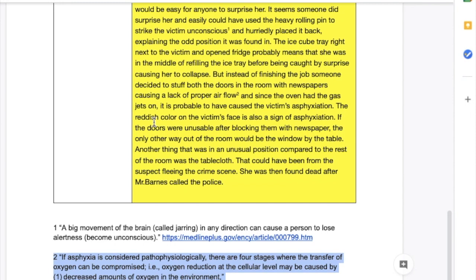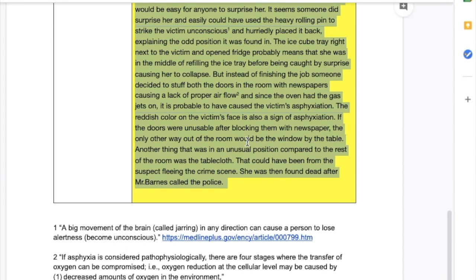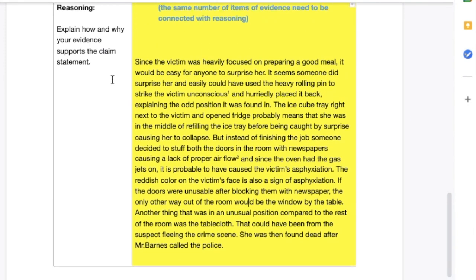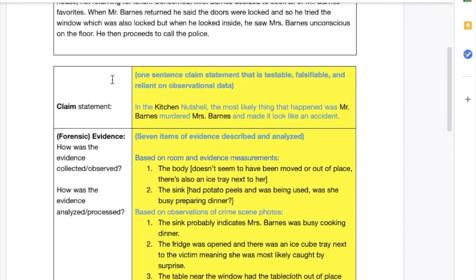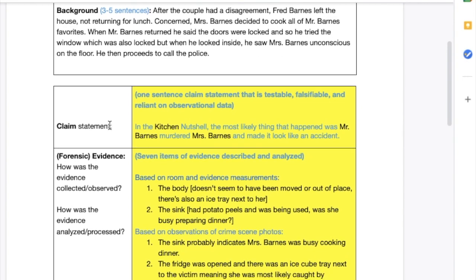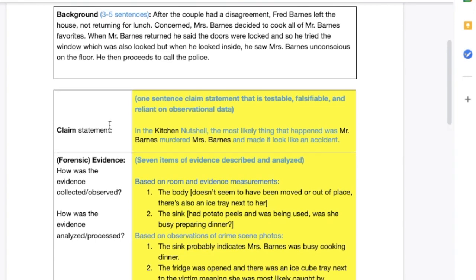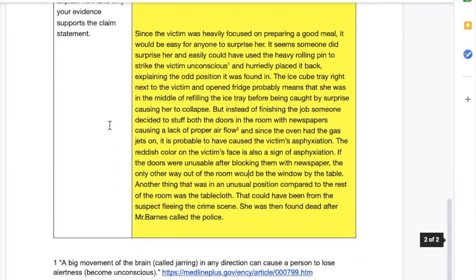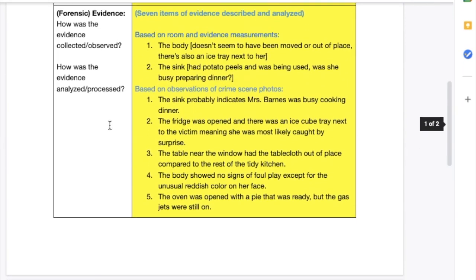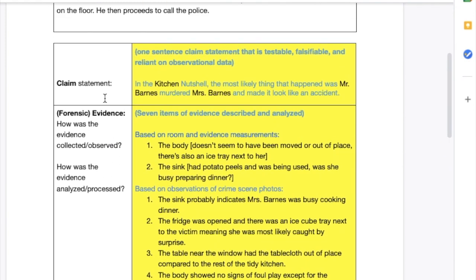And Mrs. Barnes was then found dead after Mr. Barnes called the police. So he was the one that found the body, and it also makes sense that if someone else had entered and tried to accomplish this homicide, then why would they have the key to lock the premises as they went out, and would come back and claim that it was why it was locked? So it seems to me that is the most reasonable conclusion, is that Mr. Barnes murdered Mrs. Barnes and made it look like an accident.